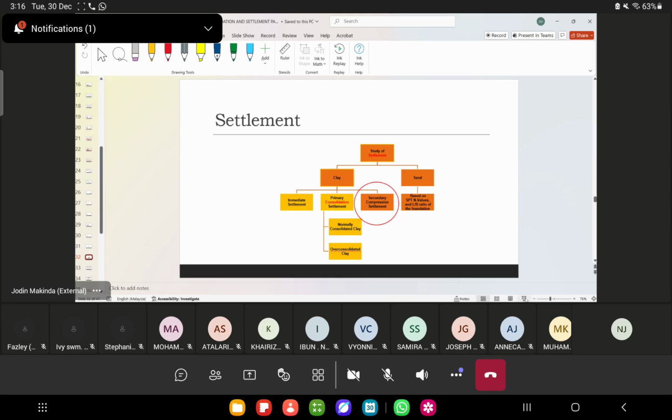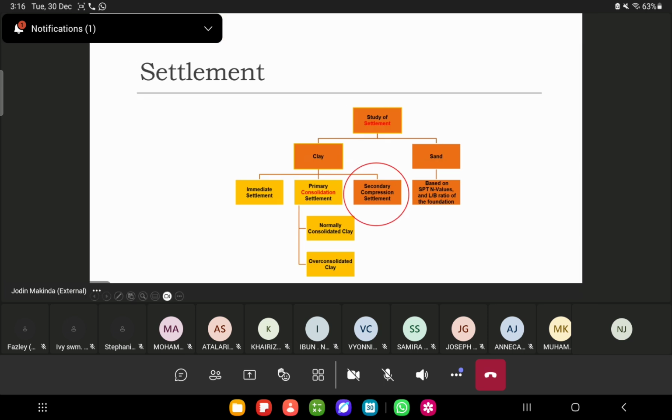All right. Next part, I want to cover more on the secondary compression settlement, the thing that I circled here, because we already finished the yellow part. If you remember, during the first part of consolidation and settlement, I mentioned that there are three types of settlement. One is immediate, one is primary consolidation, one is secondary compression. Secondary compression is the last part.